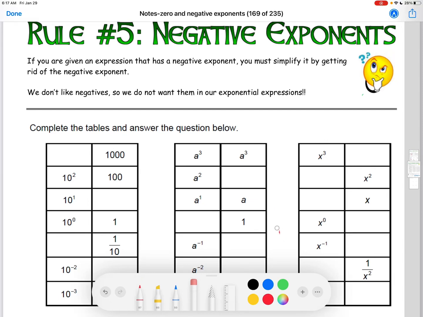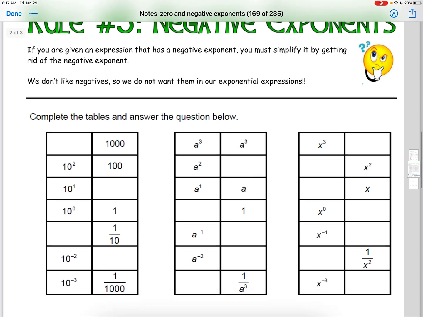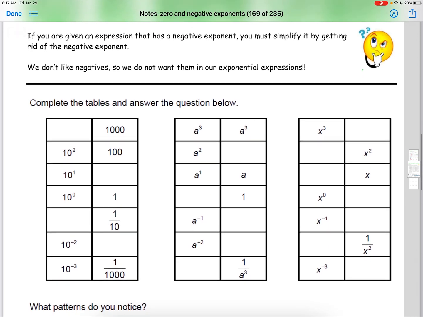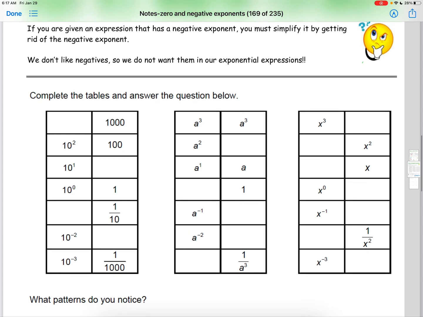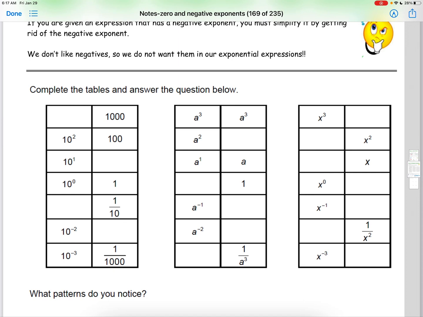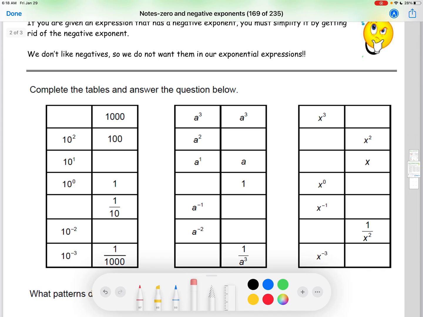So, the continuation is when we're talking about negative exponents. We're trying to get rid of any negative exponent that we see in an exponential expression. We don't like negatives, so we do not want them in our exponential expressions. We're going to complete these tables below, and we're going to look at the pattern that we see. I'm going to do this quickly so that we can move along with this video.